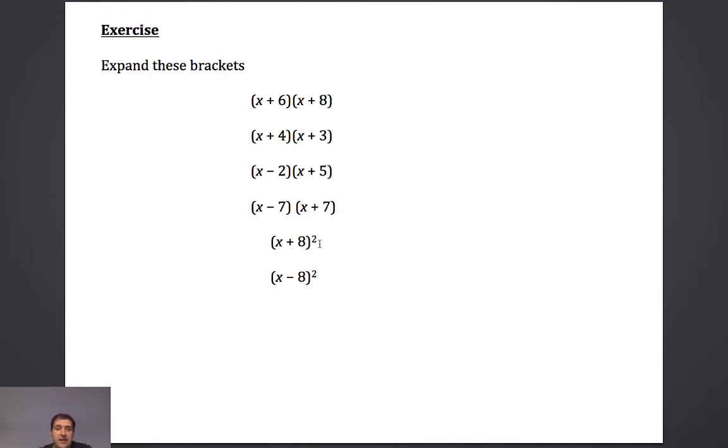The next one, you should have got x squared plus 16x plus 64. And then the last one, x squared minus 16x plus 64. So do ask me if you're unsure how to arrive at any of those.